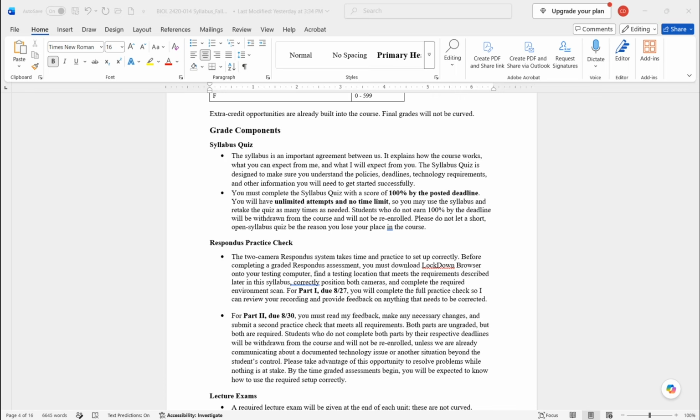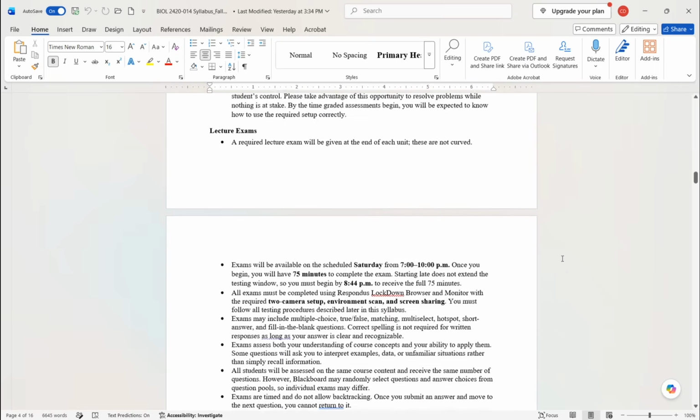All right. So again, those are 2 required but ungraded assignments. Let's get into where your grade is actually coming from.